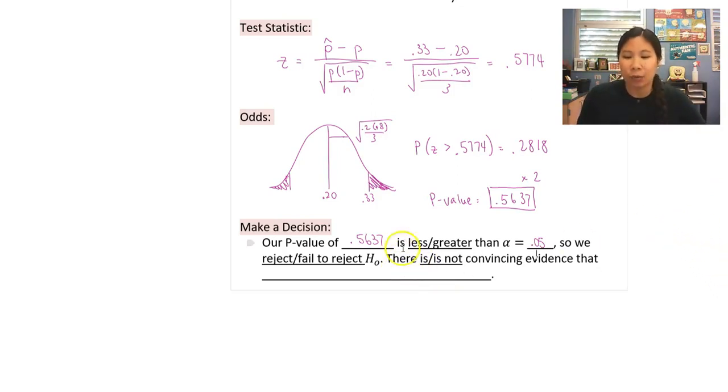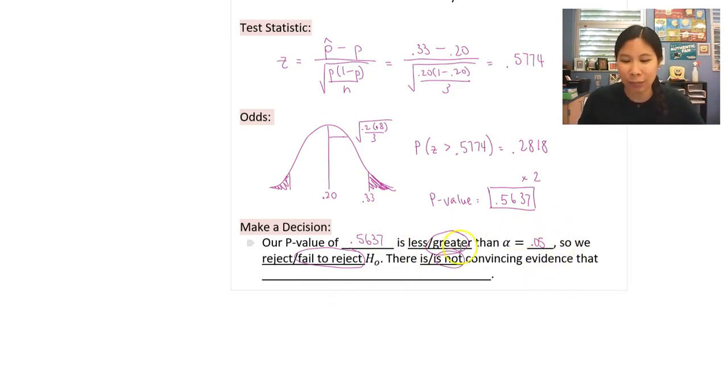So we want to say whether our p-value is greater than or less than this number. It is definitely greater than, so I'm going to choose greater than. And remember we said if our p-value is not low, then we don't reject H0. So we fail to reject H0. Remember, the lower the probability that you have, the more evidence against H0 that you have. We don't have convincing evidence because our p-value was so high. So there is not convincing evidence that blah, blah, blah.